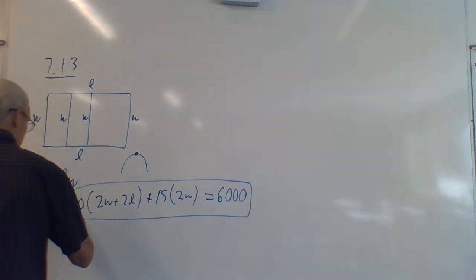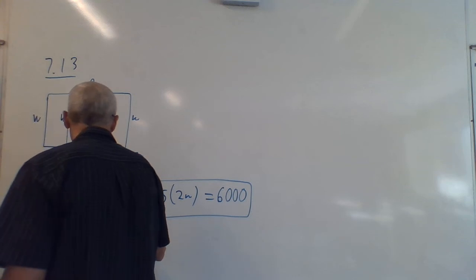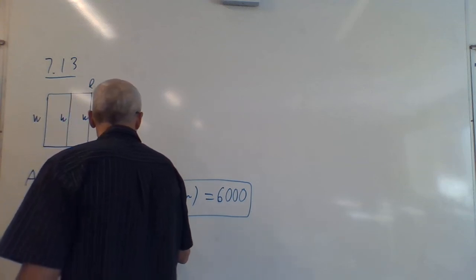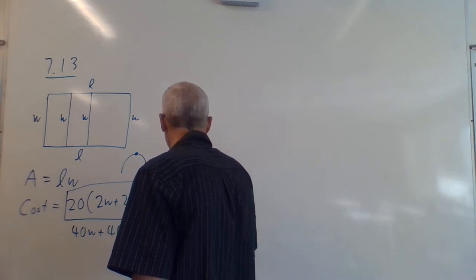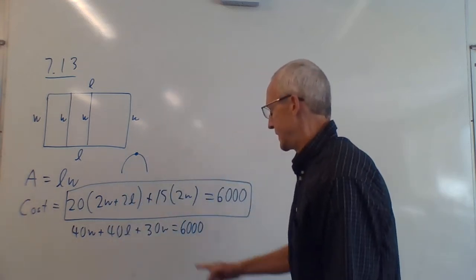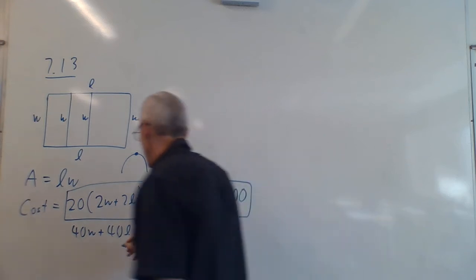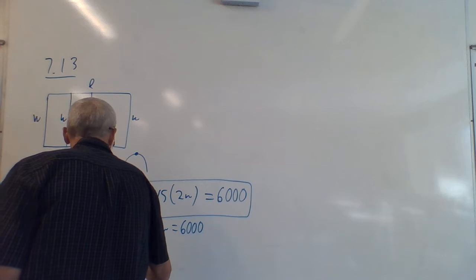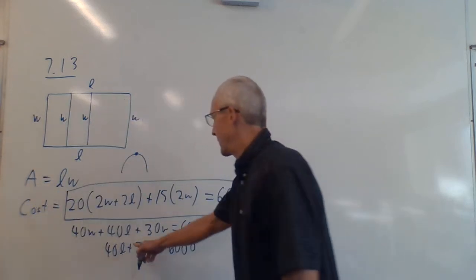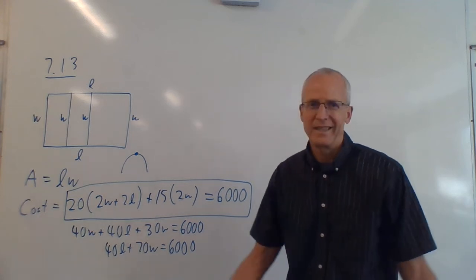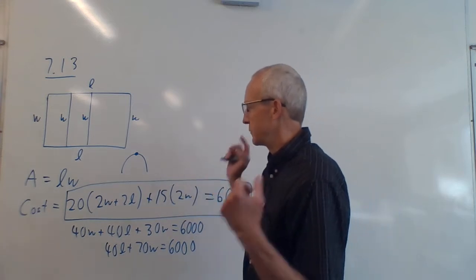So let's multiply this out. So 20 times 2w is 40w plus 20 times 2l is 40l plus 15 times 2w is 30w equals 6,000. Let's see, 40w plus 30w is 70w. So 40l plus 70w is equal to 6,000. Now we have a choice. Do we want to solve for L or solve for W? And you know, there's no right or wrong. Let's solve for L just because why not?